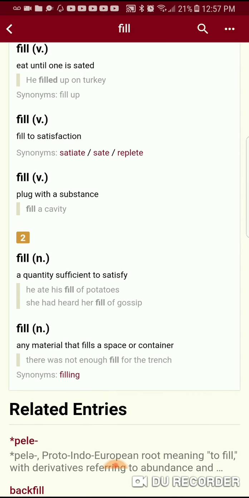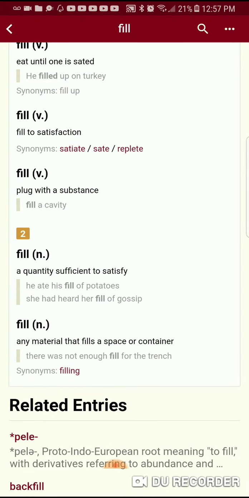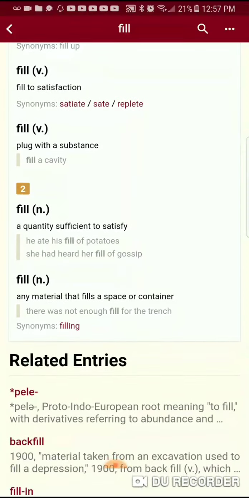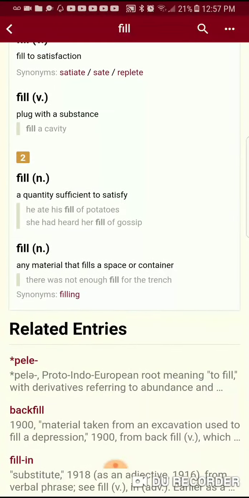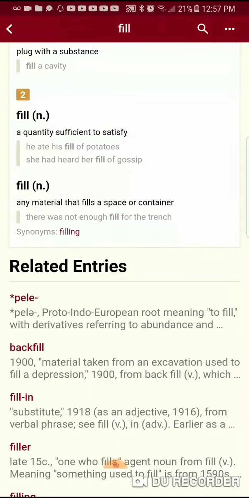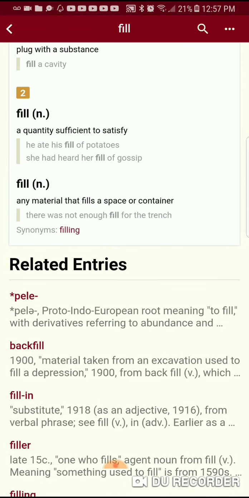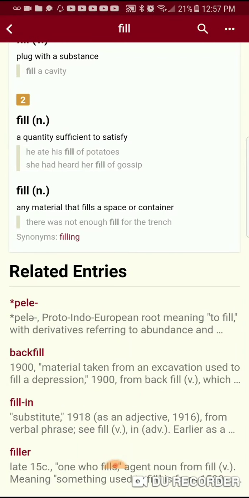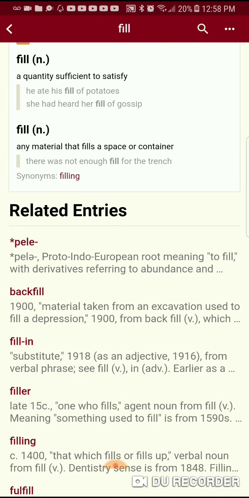Fill, eat until one is sated, fill to satisfaction. Again, God kept saying what? It is good. Plug with a substance. So fill a cavity, fill a hole, fill up something in there. Again, this is how they were able to put $5 Indians in place. Through history, you can just follow different portions of time and you'll see what it was talking about during that time. Any material that fills a space or container.